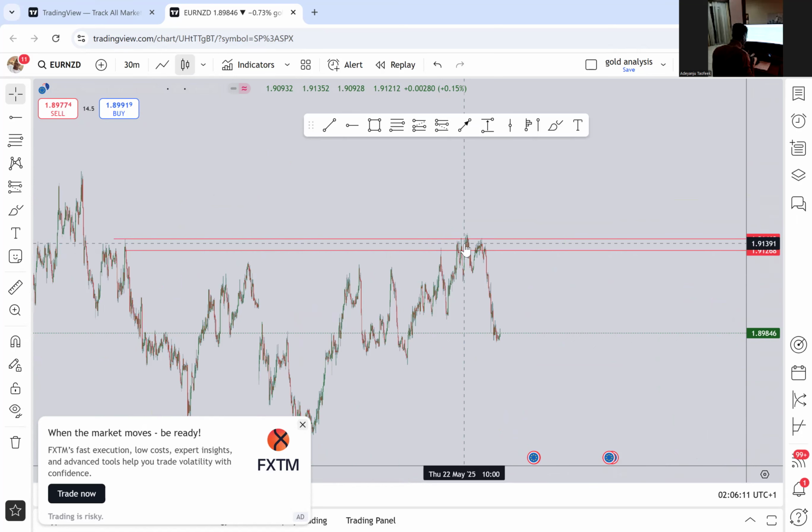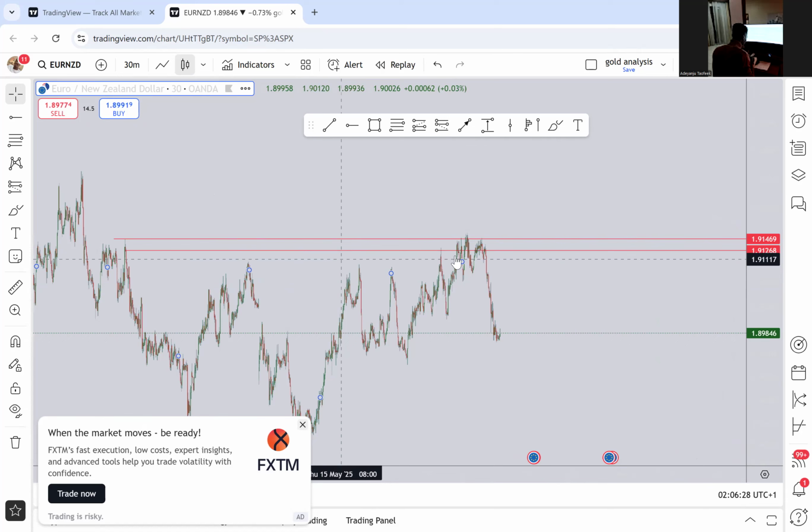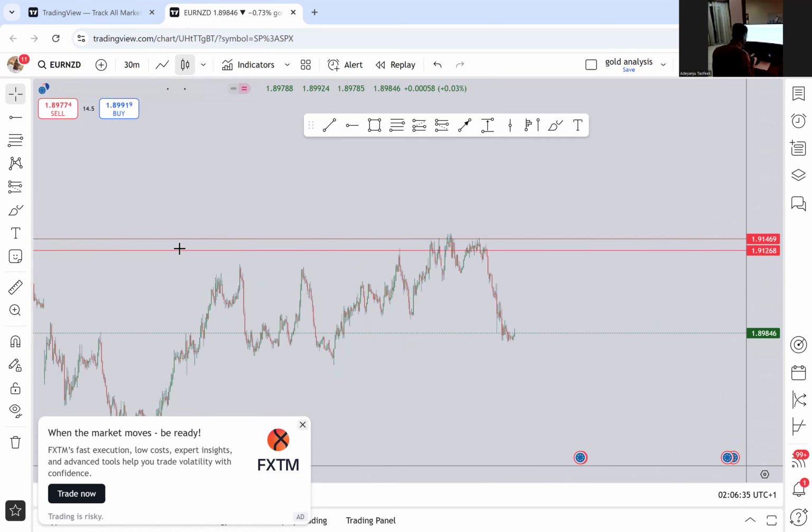Okay, so now we've got this level as a supply, which price has already tapped on. So we don't need that anymore. We don't need this level because price is now trading inside it. So we're looking for price to break the high, and that's when we are more interested.